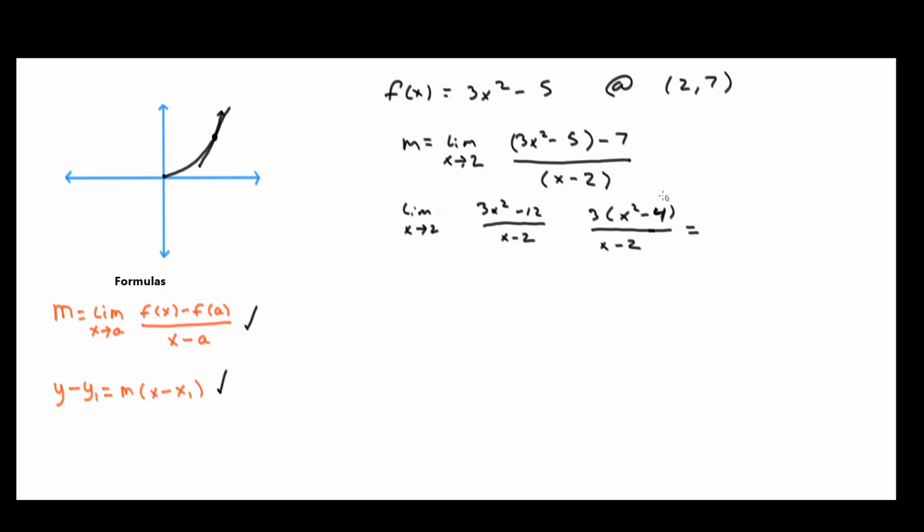And then we can break this down even further. So 3 times (x minus 2)(x plus 2). As you see, if we plug in 2 here, we get a 0 over 0, so that doesn't work. So we'll go ahead and cancel these values out.